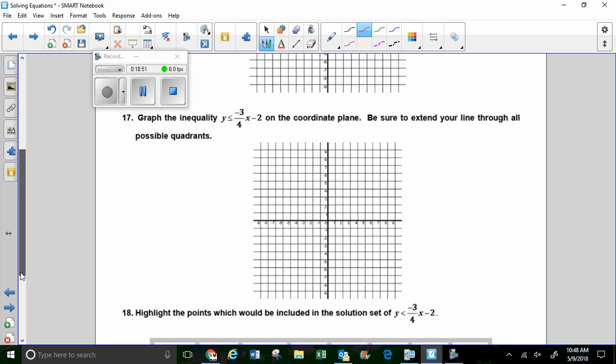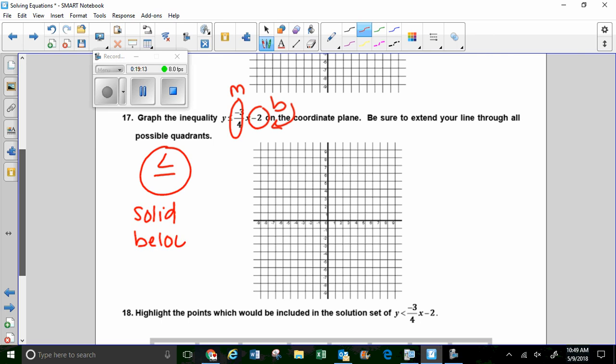All right, next we're going to graph an inequality. This is also in slope-intercept form, so it's ready to be graphed. This is my M, this is my B, and remember, begin at your B. But because it's an inequality, I need to think about what that symbol means. Because it's got the line underneath, that means it's going to be a solid line. And because it's less than, you're going to shade below.